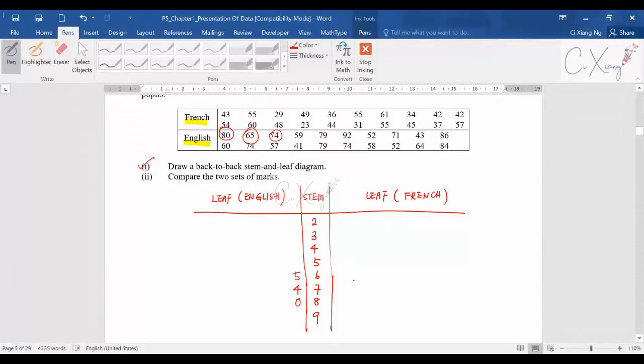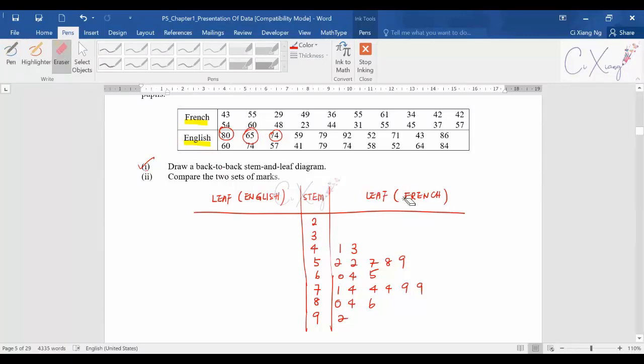Okay, so if you did everything correct without careless mistakes, then your graph should look something like this. Maybe you can pause the video first and then attempt it first and check it with my answer. Okay, so 7, 8, 9, 0, 4, 5, 1, then 4, 4, 4, 9, 9, and then 0, 4, 6, and 2.